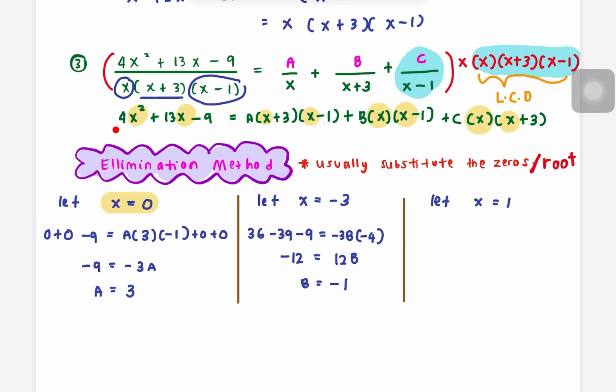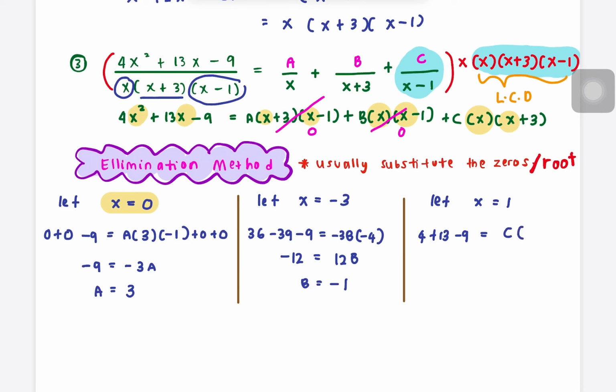And then the last part, 1 times c is c. So you have c here. And then 1 plus 3 is 4. Okay. So solve the left side. 4 plus 13 minus 9 is 8, equal to 4c. So c will be 2. Okay. So you have the unknowns a, b and c right now. A is equivalent to 3, B is negative 1 and C is 2. So you can write your decomposition from the question just now.